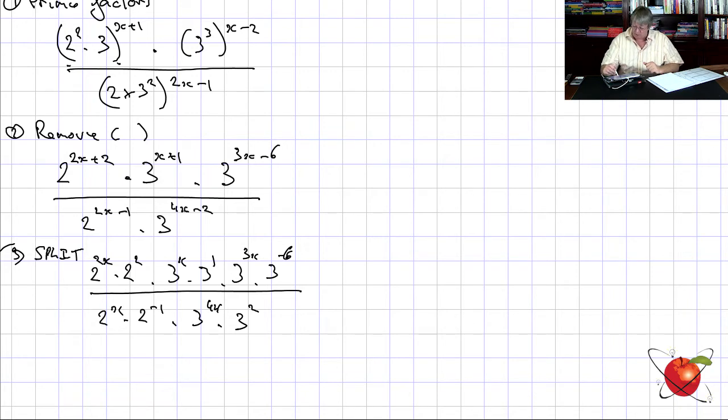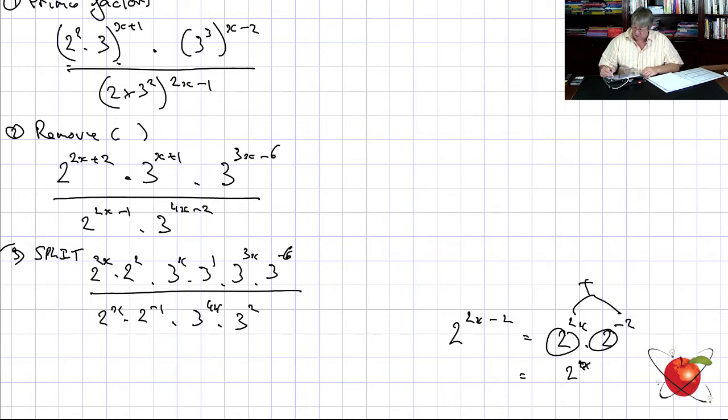Remember, 2 to the power of 2x minus 2 is actually equal to 2 to the power of 2x times 2 to the minus 2. Why? We add the exponents if the base is the same. Remember that? All we're doing is reversing the process, and just for completeness, we never leave it with a negative exponent. So that is 2 to the 2x over 2 squared, right?